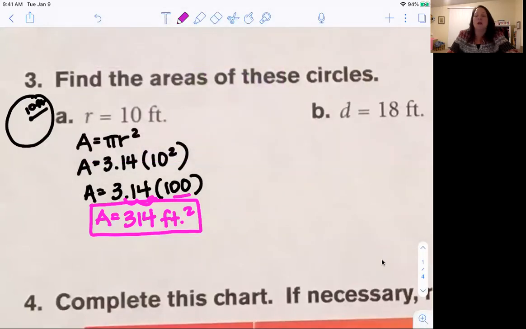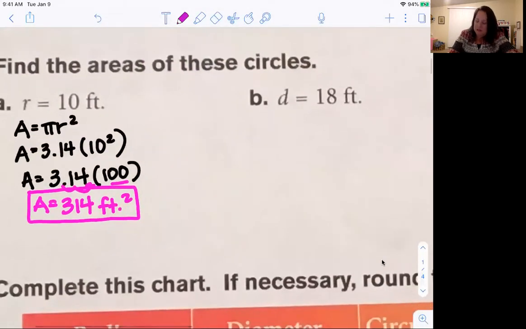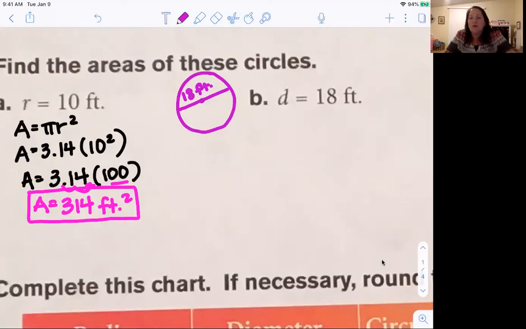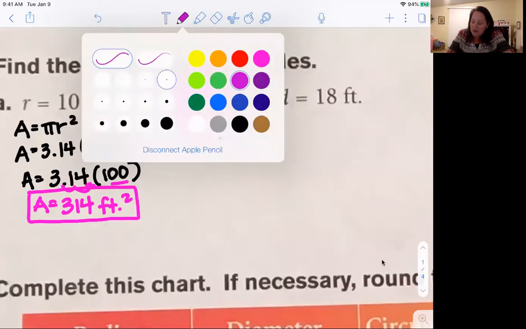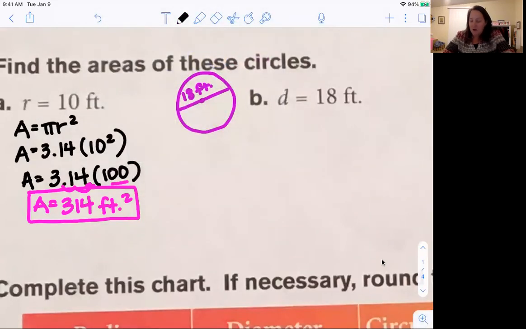Let's look at letter B. We have a diameter of 18 feet. Okay, I'm gonna draw my circle. Here's my diameter, and it's 18 feet, but I have to find area. And when I find area, I have to use radius. Well, what do we do? All you have to do is divide by 2 to find your radius. So if I have a diameter of 18 feet, my radius is half of 18, which is 9 feet. Now I'm going to use the 9 feet to help us solve this problem.